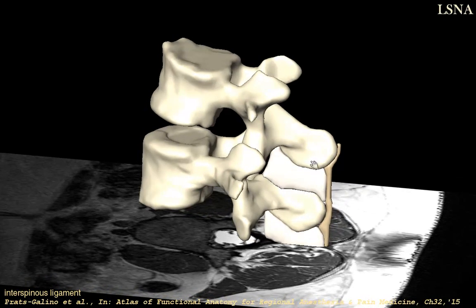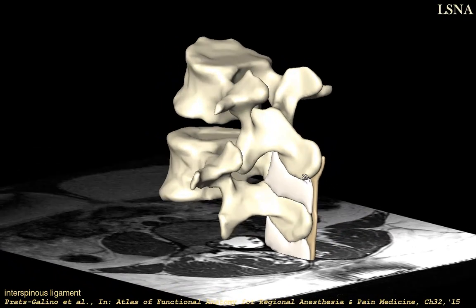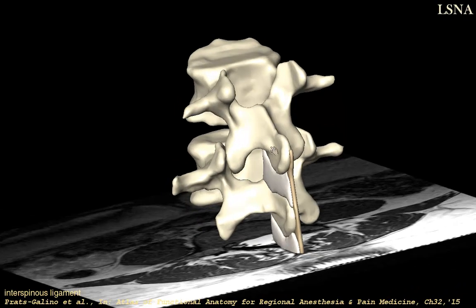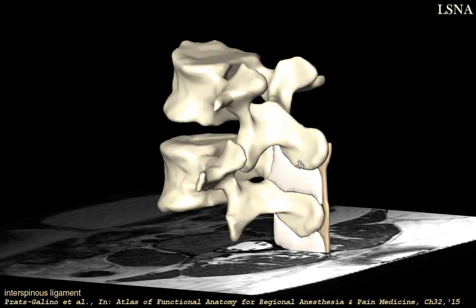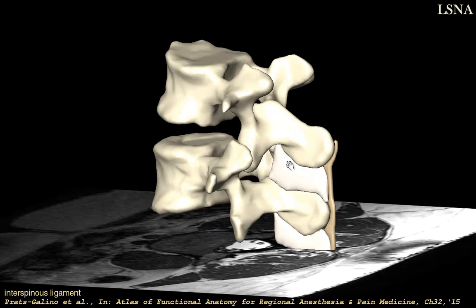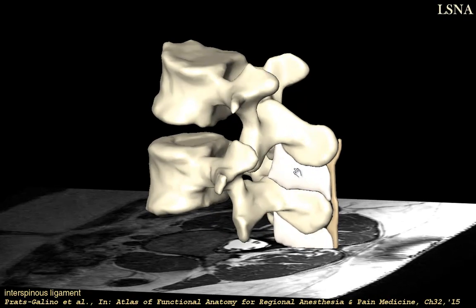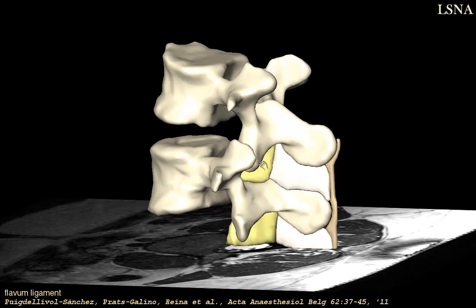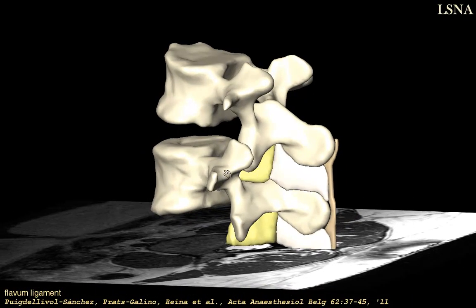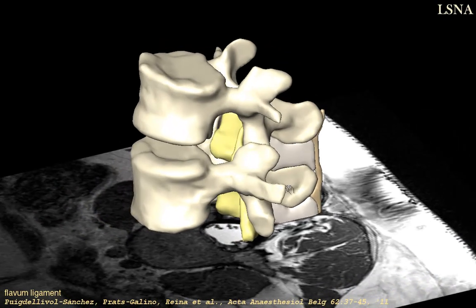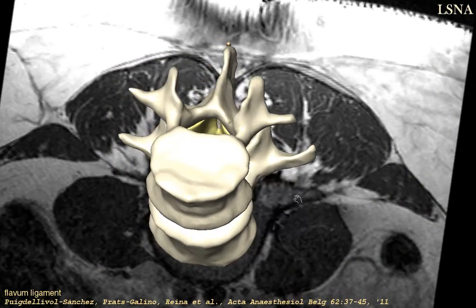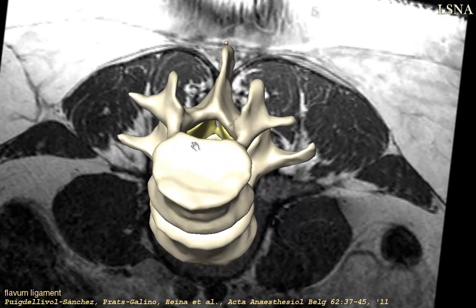then pass through the interspinous ligament, this narrow sheet of collagen that fills the interspinous space. Sometimes the presence of midline cavities has been described. These cavities filled with a fluid could give a false impression of having reached the vertebral canal. And finally, the flavum ligament, composed mainly of elastin. It is one of the elements that forms the posterior boundary of the vertebral canal.